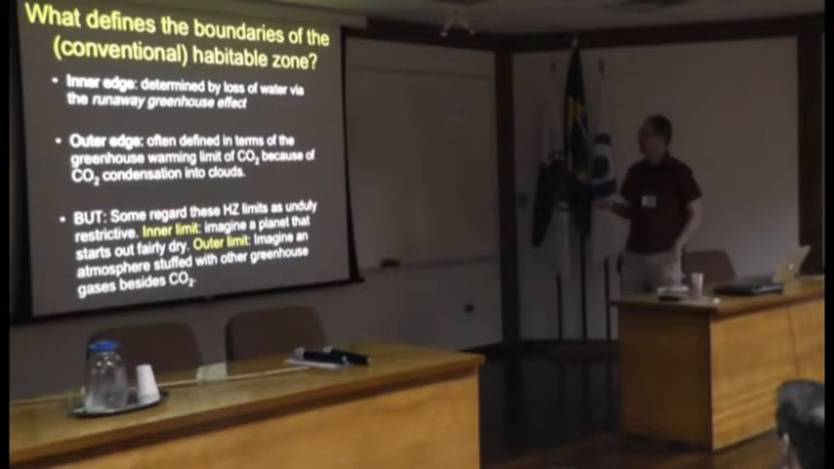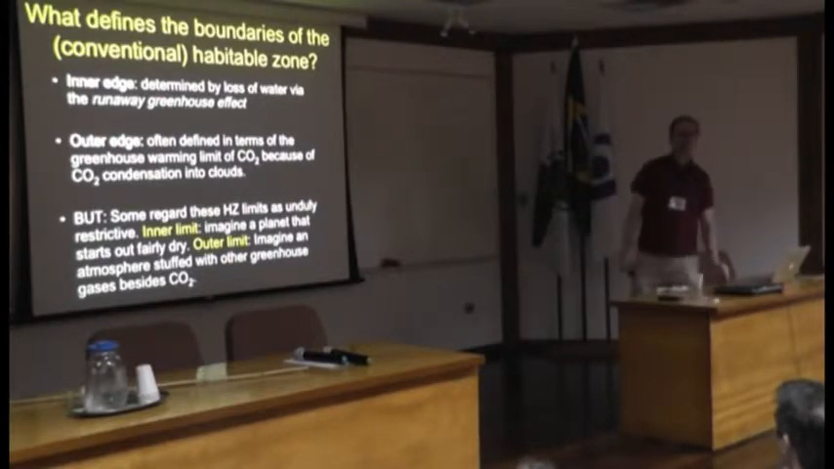But some people consider these limits too restrictive. So for example, on the inner edge, imagine a planet which doesn't have an ocean like the Earth, but just has a few lakes. Maybe like the lagoon here in Rio, a few of those. Well, it doesn't have enough water to undergo a runaway greenhouse effect. So one could imagine a fairly dry world, but with pockets of water that might not obey this limit.